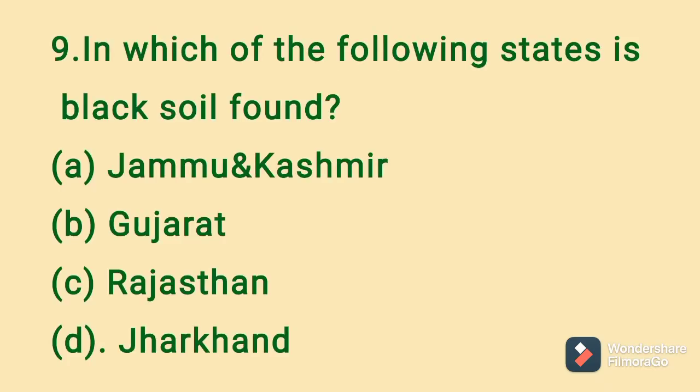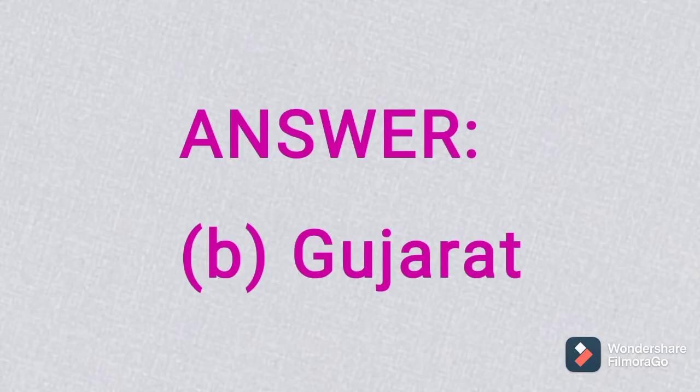Question number 9. In which of the following states is black soil found? Option A, Jammu and Kashmir. Option B, Gujarat. Option C, Rajasthan. Option D, Jharkhand. And the answer is option B, Gujarat.